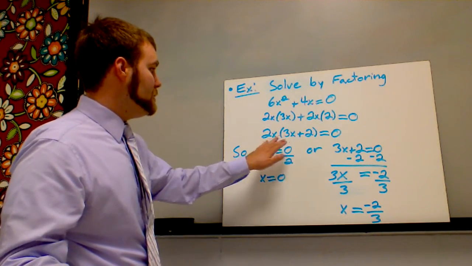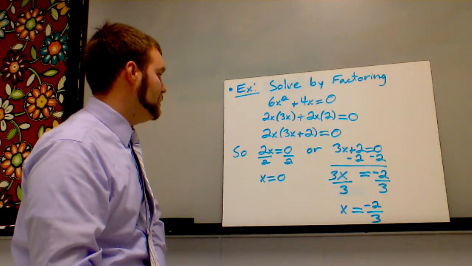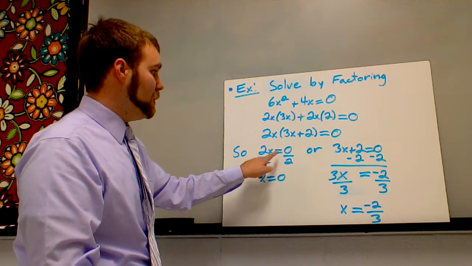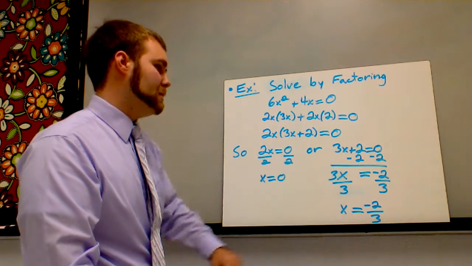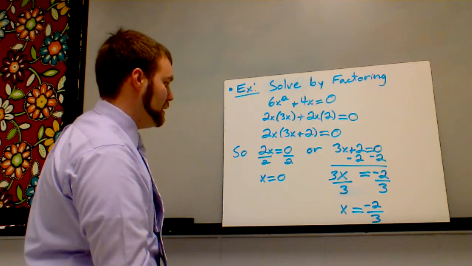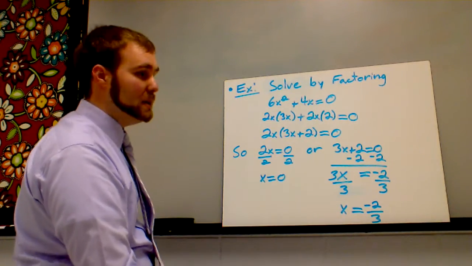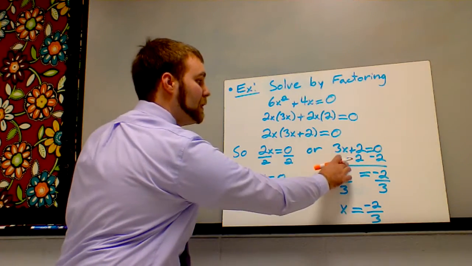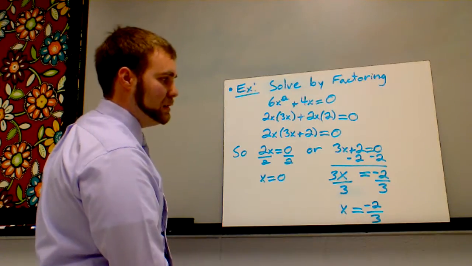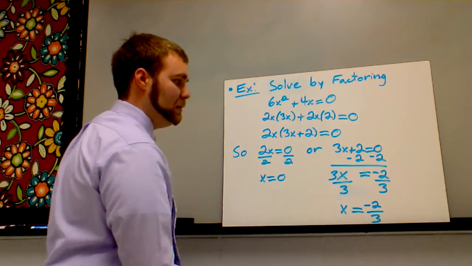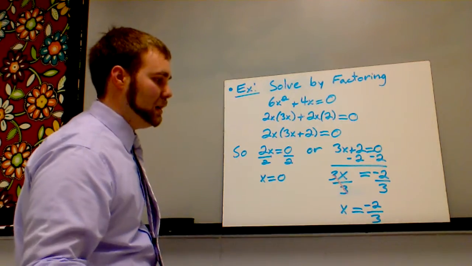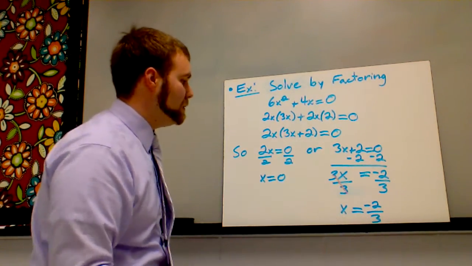Now I need to use these factors to solve for 0. In this case, I have 2x equal to 0, or 3x plus 2 equal to 0. If I divide 2 into everything here, my x still remains 0. But over here, I subtract 2 on both sides, which gives me 3x equals negative 2. Then I can divide by 3, which cancels these 3's out, giving me x equal to negative 2/3.